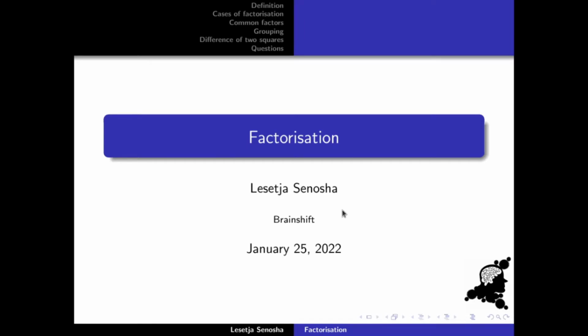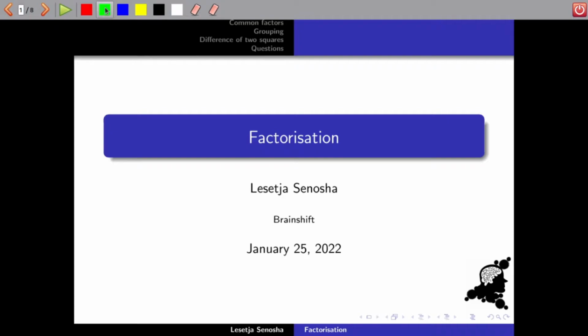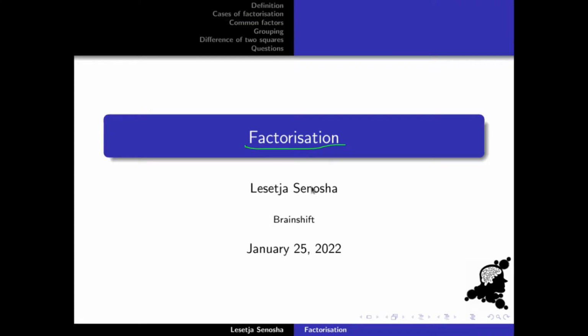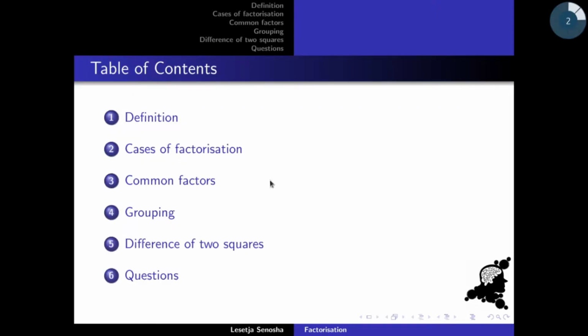So today we're going to be talking about factorization, right? Yeah, we're going to be talking about factorization. Now, the first question that should come into your mind is: what is this factorization? So let's jump inside and start talking about factorization. Now, before we get there, here is what we're going to be talking about today.